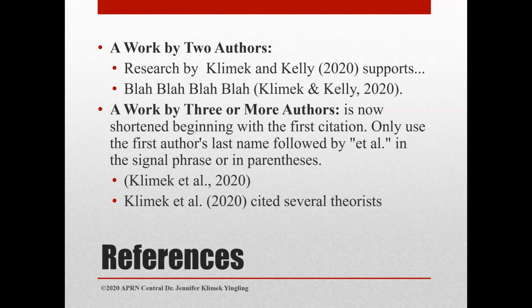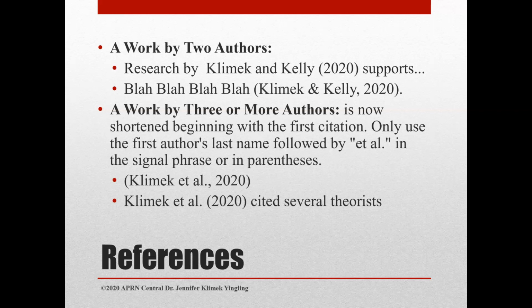So this is what's changed a little bit, 2 and 7. Okay, so it used to be, I think it was greater than 5, you could use et al. Well, they've really made this a little bit easier for you. So work by 3 or more authors can be shortened beginning with the very first citation. Okay, so you will only use the author's last name followed by et al. in a single phrase or parentheses. So it's Klumek et al., 2020. Or if it's in the text, it'll be Klumek et al. (2020) cited several. There's blah, blah, blah. Okay, so that's going to make your life a little bit easier.